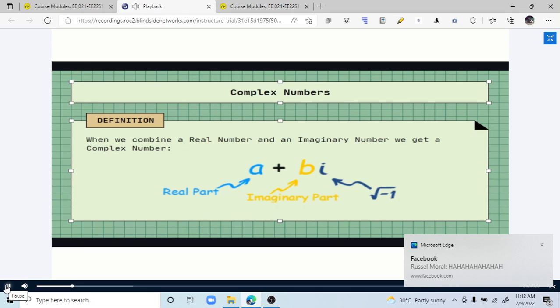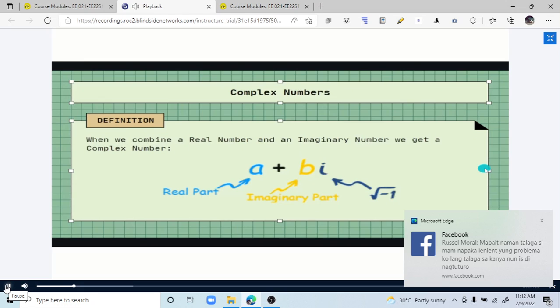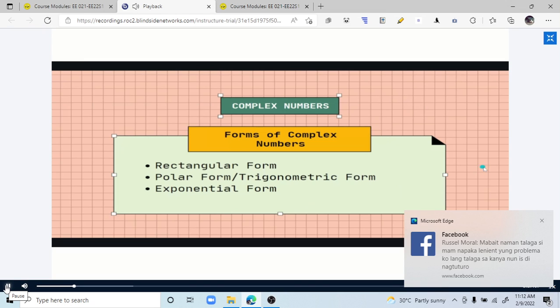Okay, a and b here are both real numbers, and i here is what we call the imaginary unit, which is equal to the square root of -1. So the square root of a negative number is imaginary.